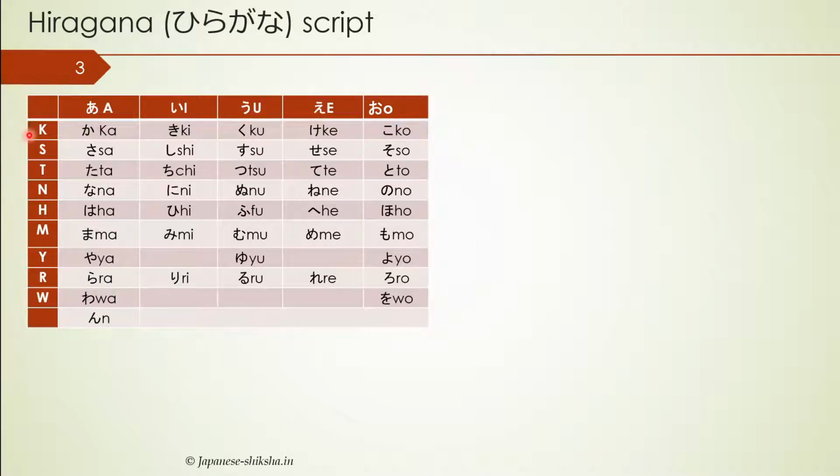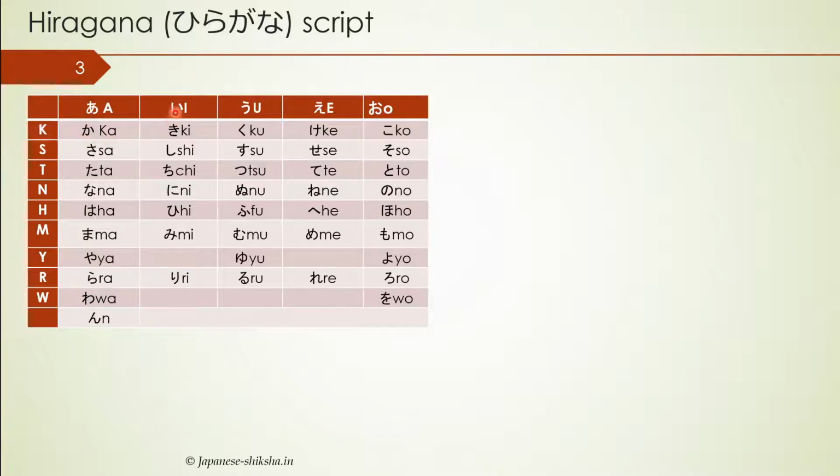And then on the other side we have K, S. These are basically English alphabets only. These and this are the five vowels, which we all know. Now let us see how they all combine together and form these 46 or so characters. So K and A becomes Ka.